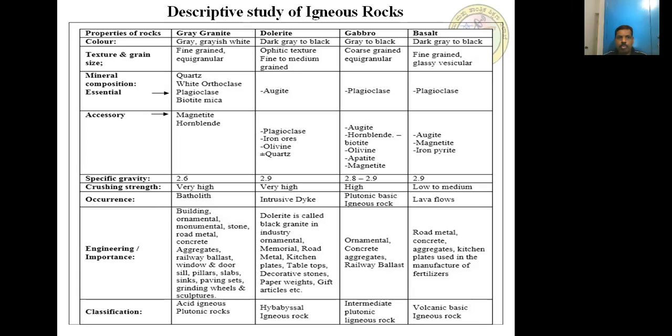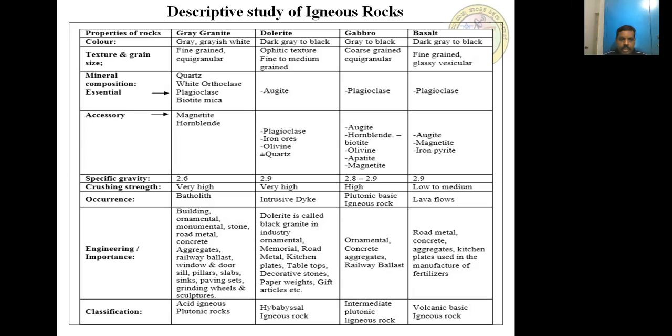Coming to mineral composition, the essential minerals are quartz and feldspars. In feldspar, orthoclase feldspar, plagioclase feldspar, and biotite. These are the essential minerals, and accessory minerals are magnetite, hornblende, hypersthene, etc. Specific gravity is 2.6, crushing strength is very high, and it normally occurs in the form of intrusive bodies like sill and batholith.